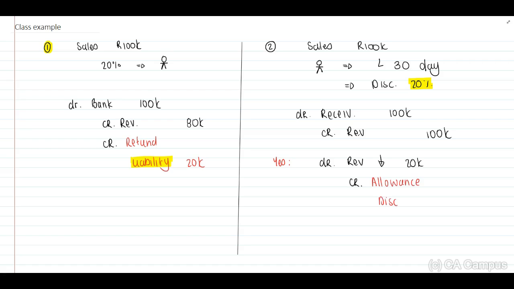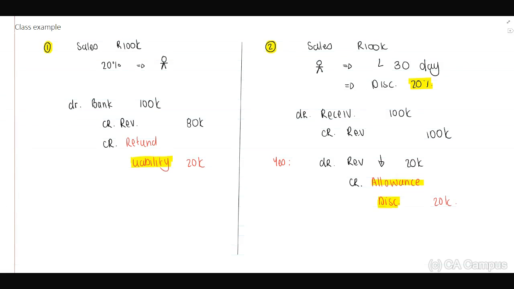And this is an important thing, guys. Our allowance for discount is a negative asset account. Therefore, you will not see this in your statement of financial position. This will be netted off against your receivables. And you need to be able to identify the difference between a refund liability and an allowance for discount. Now let's refer back to our notes.